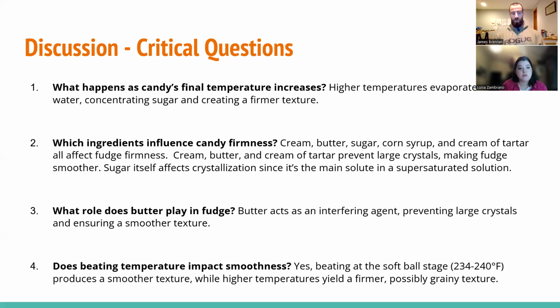The second question, which ingredients influence candy's firmness? So there were a few different factors that you could say influence firmness. Cream, butter, sugar, corn syrup, cream of tartar, they're all going to affect firmness, but in different ways. The cream, the butter, and the cream of tartar are going to prevent crystals from forming, which is going to give the fudge a smoother texture. Cream and butter are both fats, and these fats are going to interfere with the aggregation of sugar crystals, which is going to result in a smoother texture.